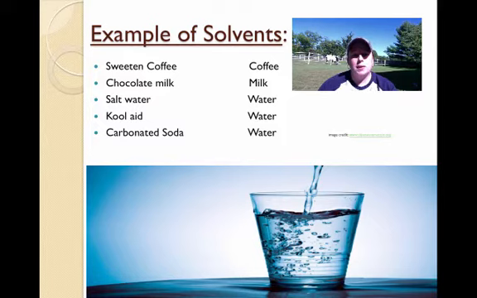So let's go back to our examples again. So this time, if we're identifying the solvents, in that sweetened coffee, it's the coffee. In the chocolate milk, it's the milk. And then the rest of the three would be the water. So again, those would be the highest amounts, or it's what you dissolve it into.